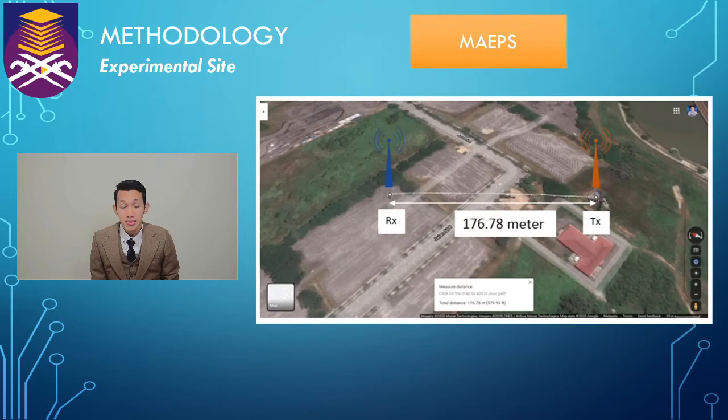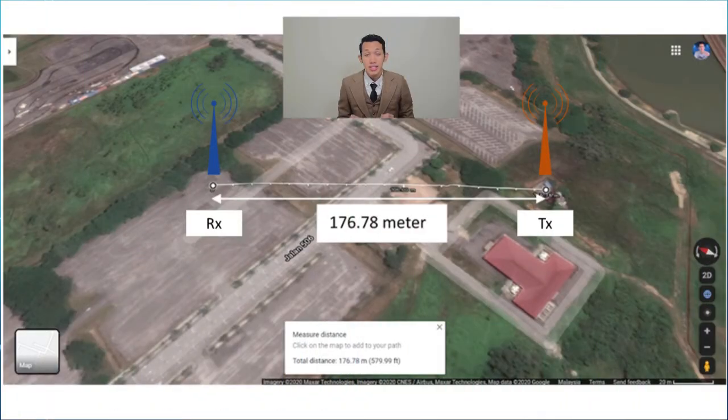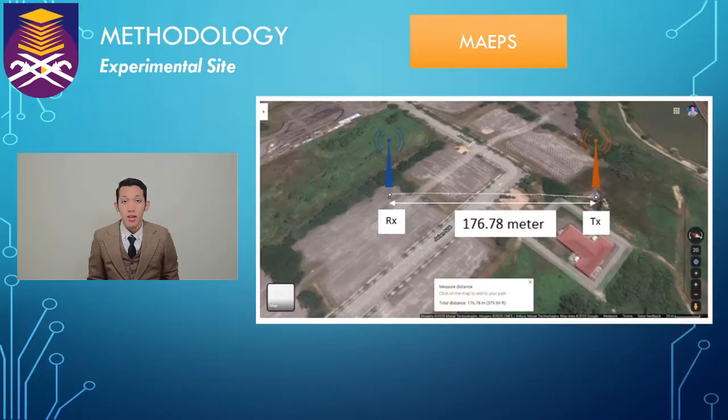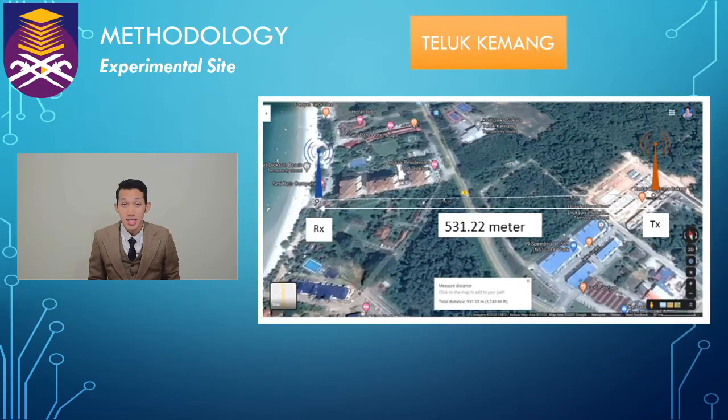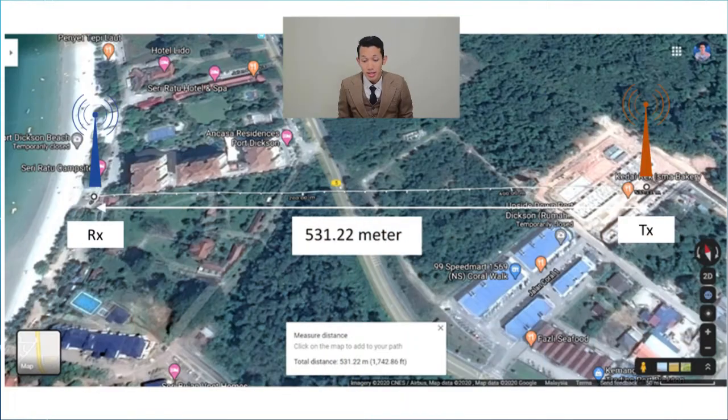The first experiment location is at MAIPS, located at Sedang, Selangor. The tower base station is the transmitter and the passive radar is the receiver. The distance between the transmitter and the receiver is 176.78 meters.